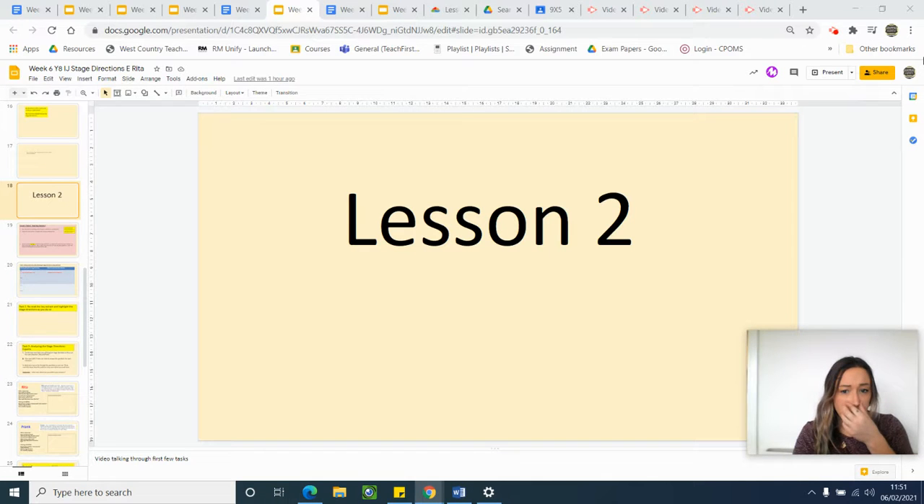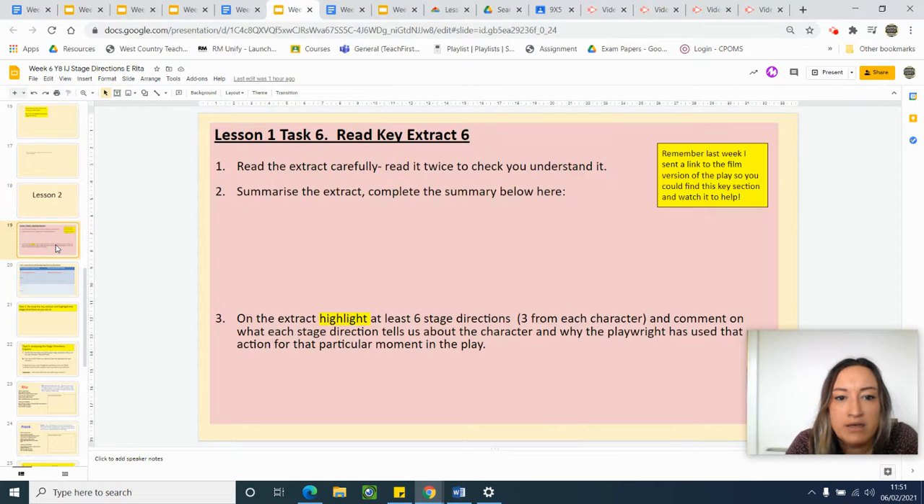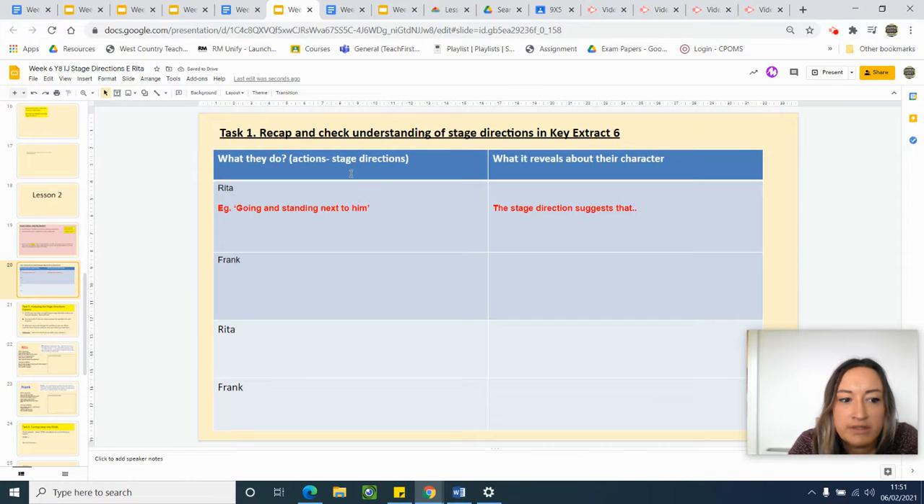So in lesson 2, what you're going to do is focus on analysing the stage direction, so it's building on the learning that we did on Monday. Slide 19, you need to reread the key extract again, summarise the extract, and then highlight at least 6 stage directions, okay? Then on slide 20, you're going to put the stage direction in this box, and then you're going to analyse what it reveals about the character. Okay, what does it suggest? What does it imply?